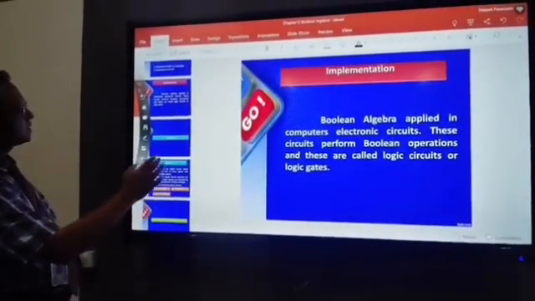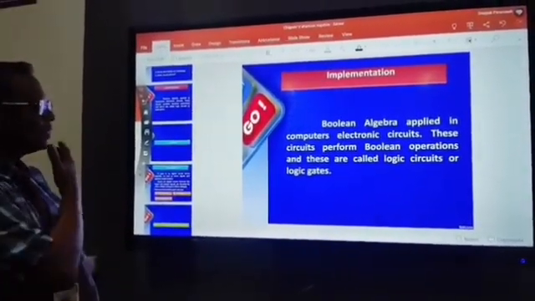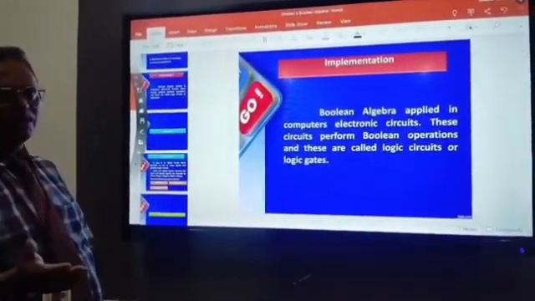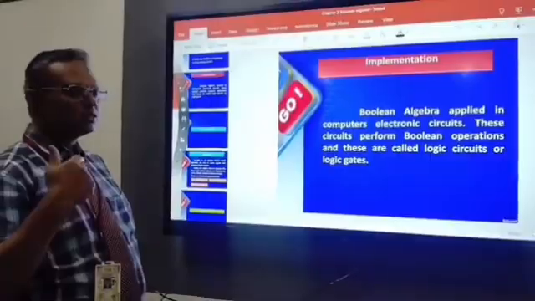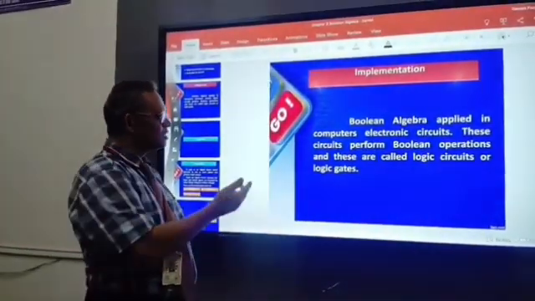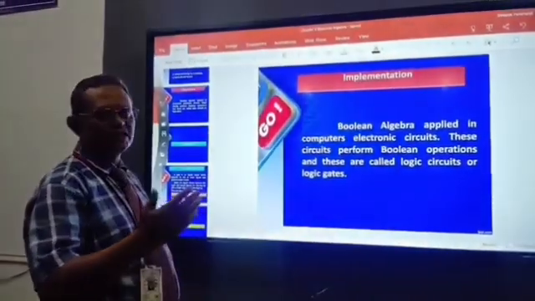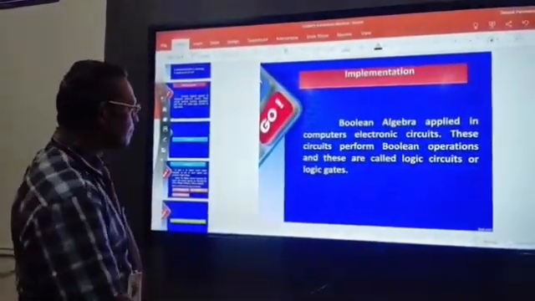So now you can see here where you can apply the Boolean algebra. Normally we are very familiar with computers nowadays, and as you are aware, computers are one kind of digital system. So Boolean algebra can be applied in the designing of efficient computer models.